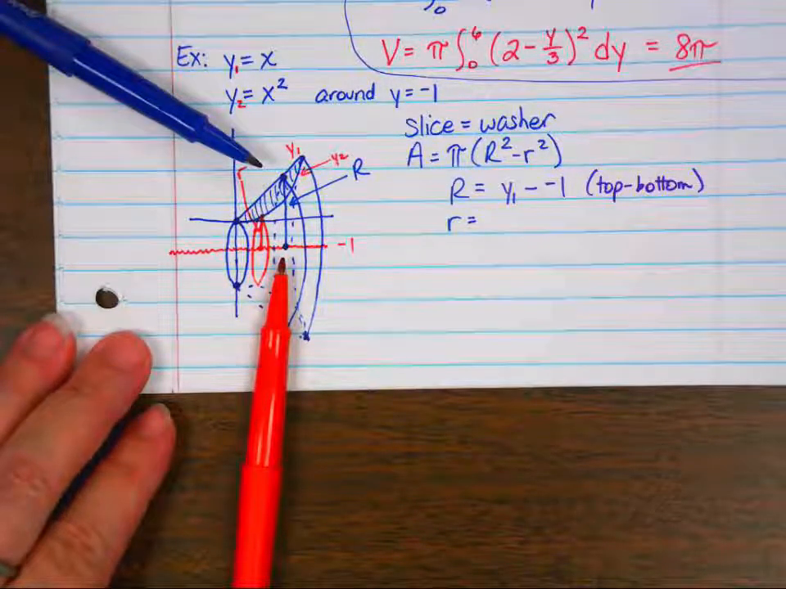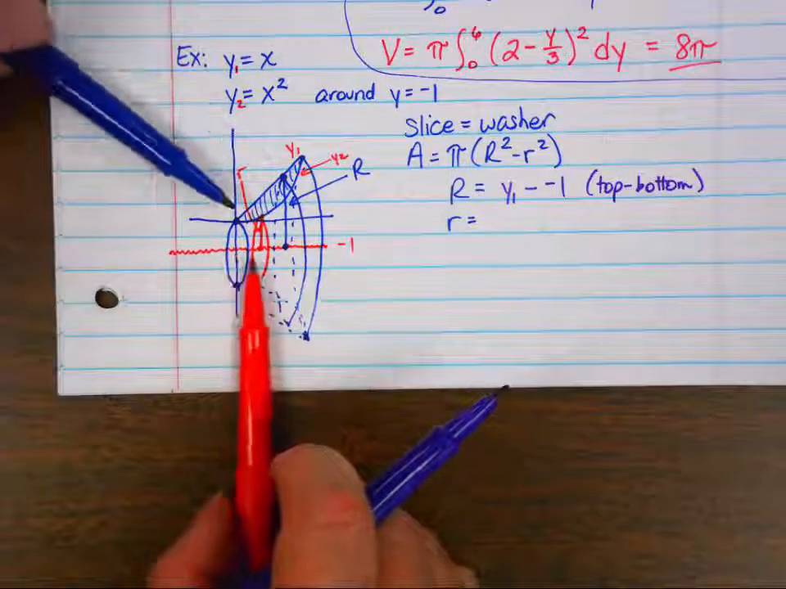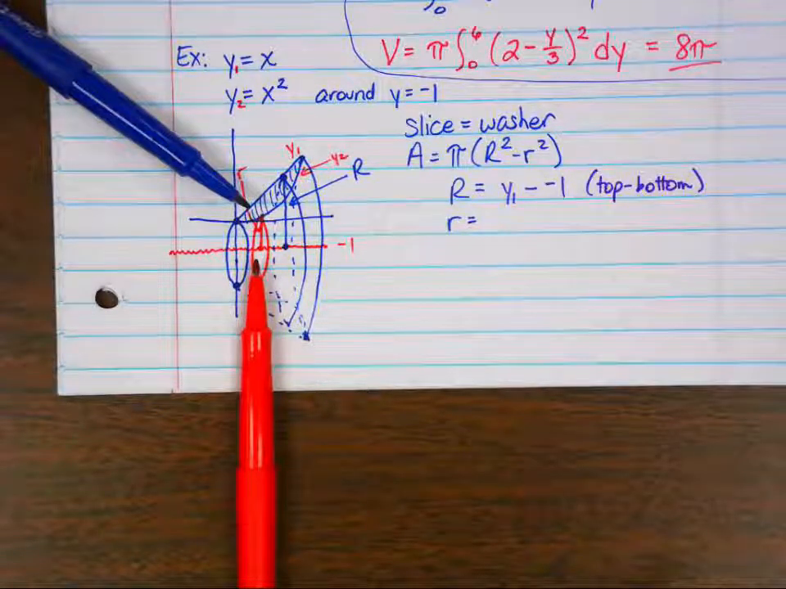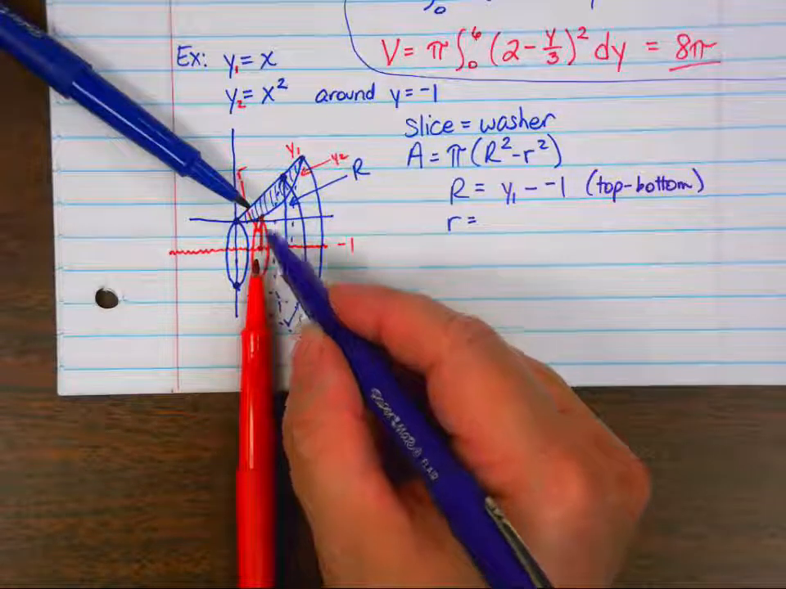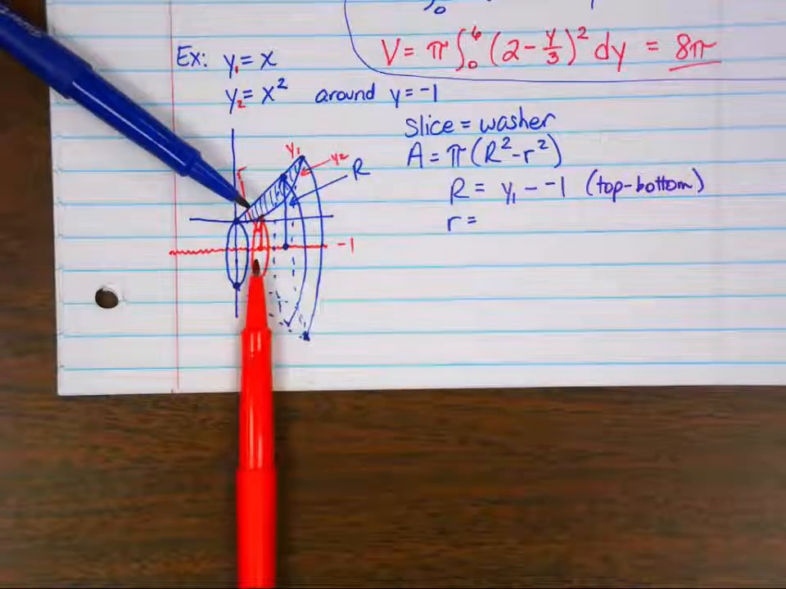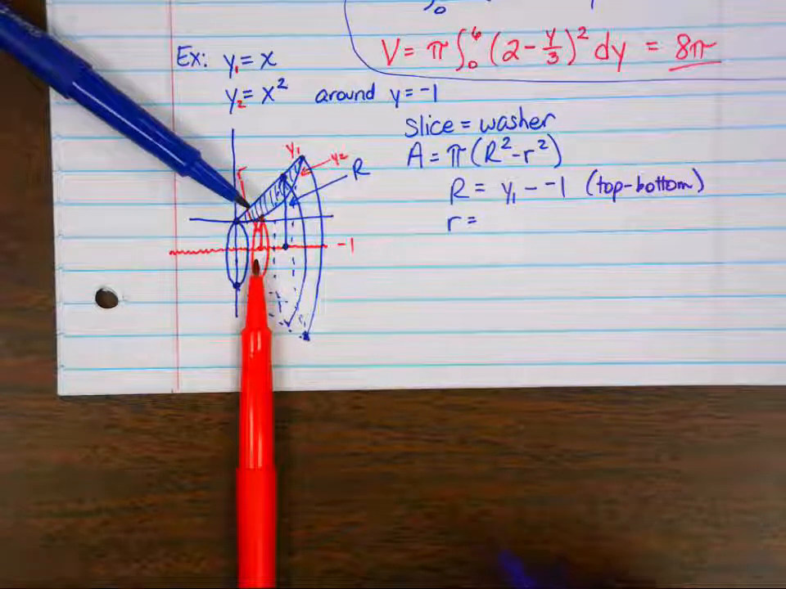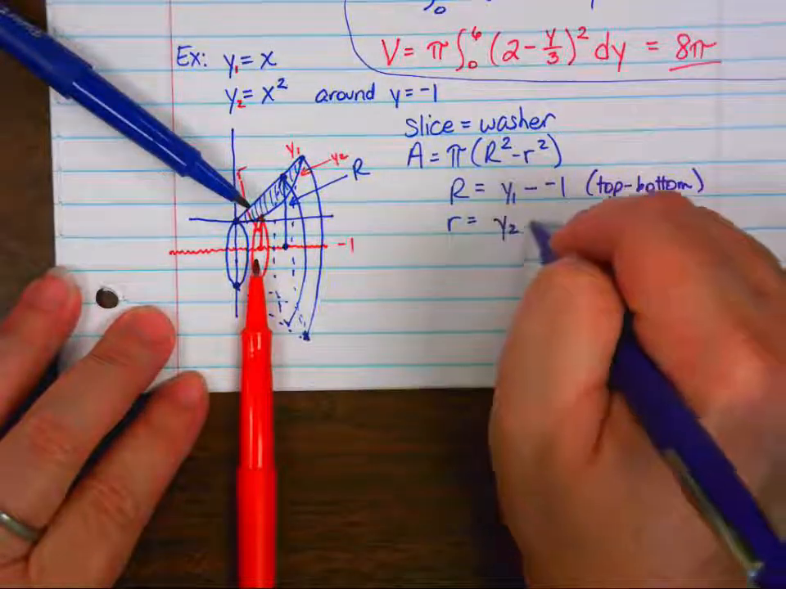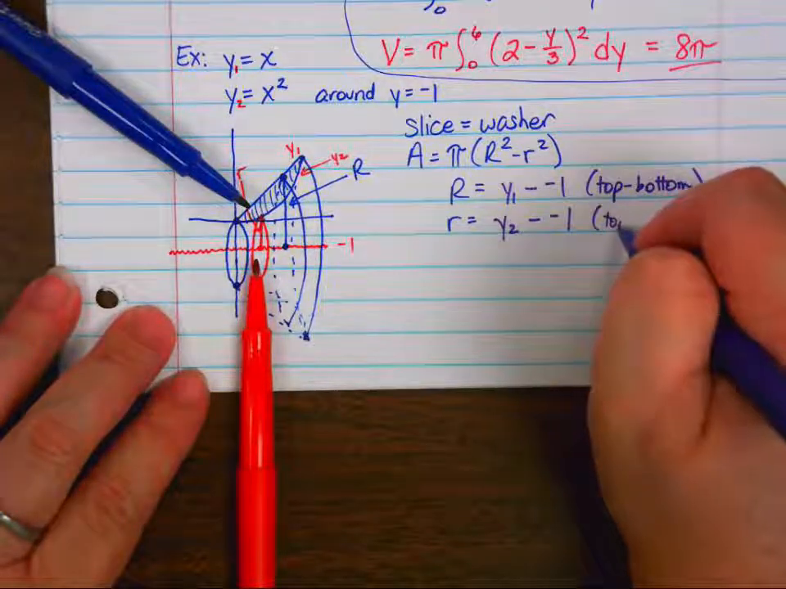Okay, for 30 seconds, talk to your table. What do you think little r is going to be? Look at the red line right here, little r. What is little r going to be? Goes from here to here, here to here, here to here. Is it going to be Y also? Yes. They'll always be the same, big R and little r. If you're using Y's, you're going to use Y's for both of them. Okay. What is top of little r? Y2. What is bottom of little r? -1. And it's top minus bottom again.